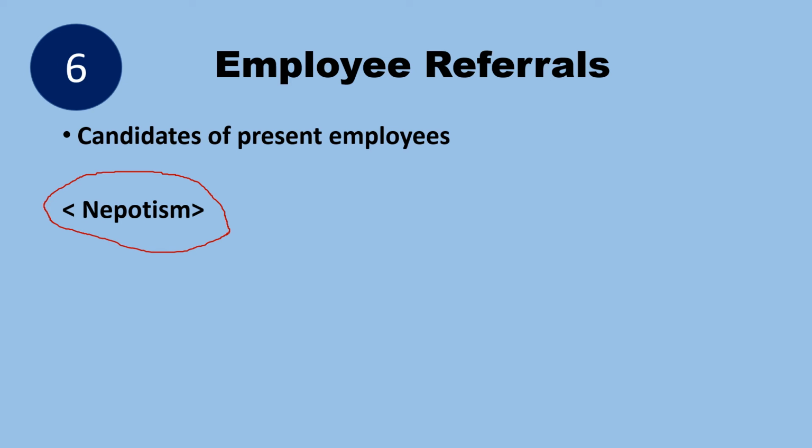Nepotism is the tendency to give favors to friends and relatives in an unethical manner. So the chance of nepotism also exists in this method, but mostly we consider this a very positive and highly reliable source of recruitment. It's a highly reliable source of recruitment. So employee referral is another one.